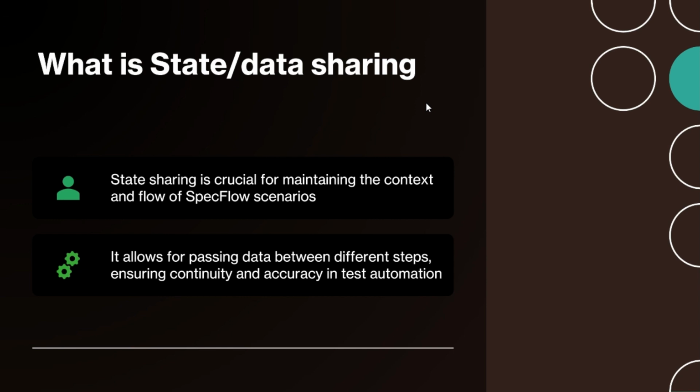It happens that in one step you are reading some data, and then in another step you are verifying the data. If you are not able to maintain that state or share the data between multiple steps, then you will not be able to complete your test cases, because you have to have the data shared among the multiple steps.